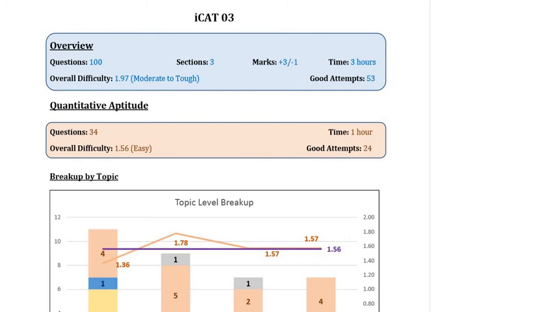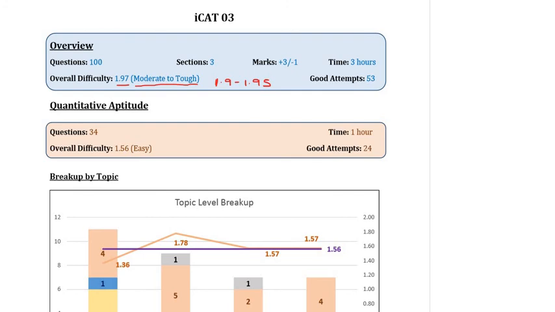So before we go into the quant section, we observe that this mock has been classified as a moderate to tough mock by our faculty with an average difficulty level of 1.97, where each question is given an LOD or difficulty level from 1 to 3, with 1 corresponding to easy and 3 corresponding to tough. So on the whole, each question here was just below 2 or just below moderate. To give you a perspective, in the CAT, this value is somewhere between 1.9 to 1.9.